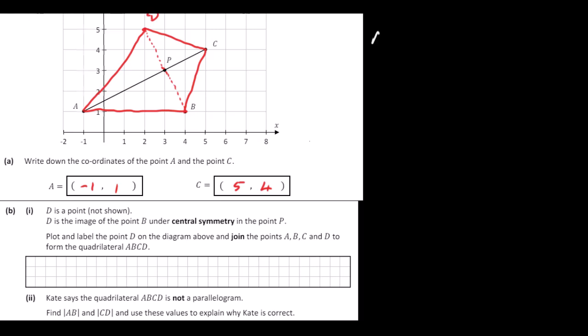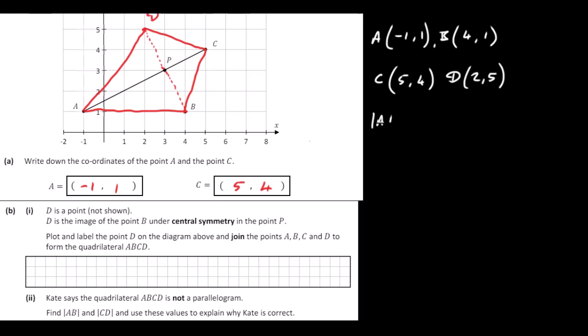So I write down the points. A is (-1, 1), B is (4, 1), C is (5, 4), and D is (2, 5). Okay, so the first thing we want to do is find the distance from A to B. Now remember your formula, it's in your tables. It's the square root of (x2 minus x1) squared plus (y2 minus y1) squared.